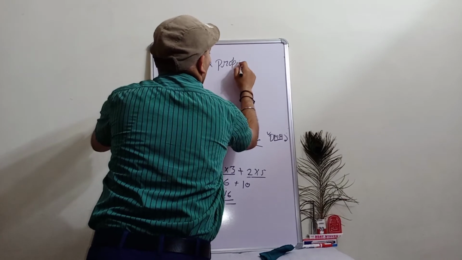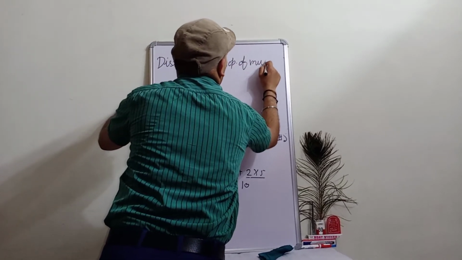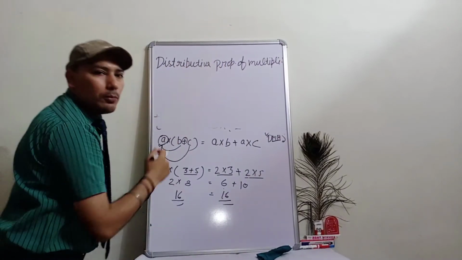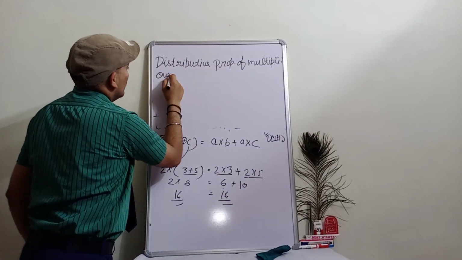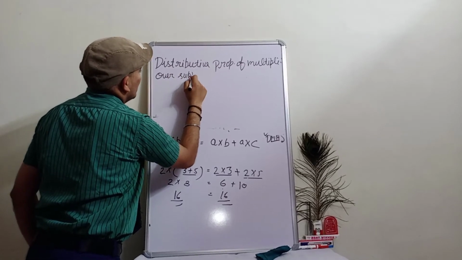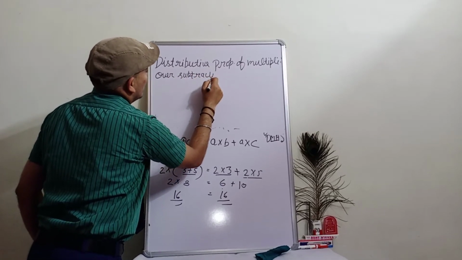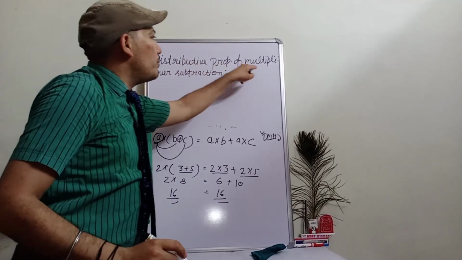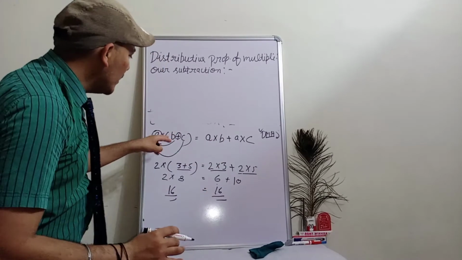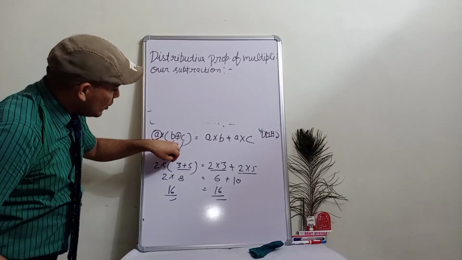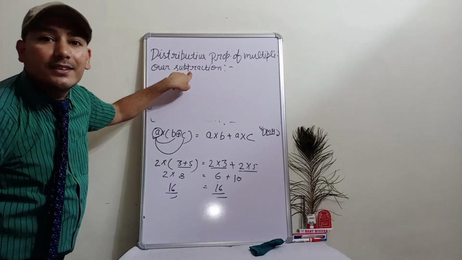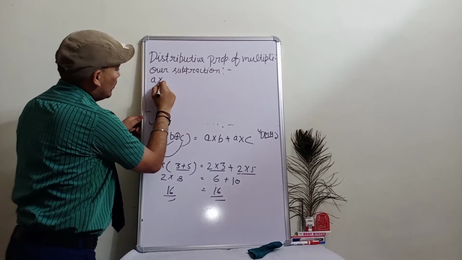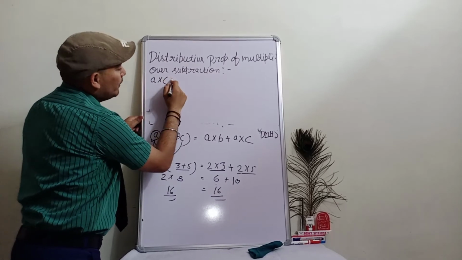Distributive property of multiplication. I just write in short, multiplication over subtraction. Same, half the thing is the same. Distributive property of multiplication, that means we will multiply here. But instead of addition, what will we do? Subtraction.